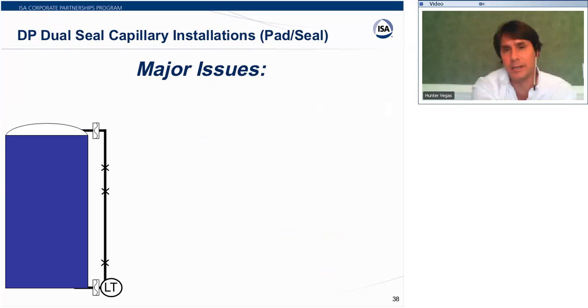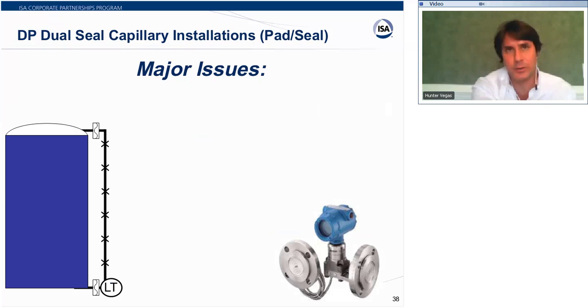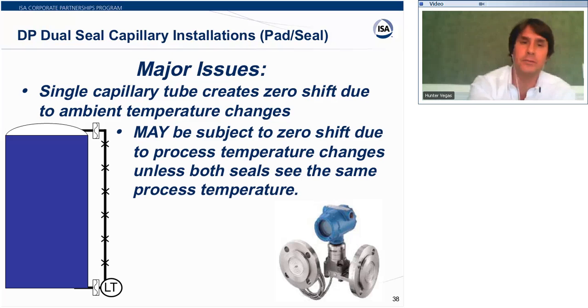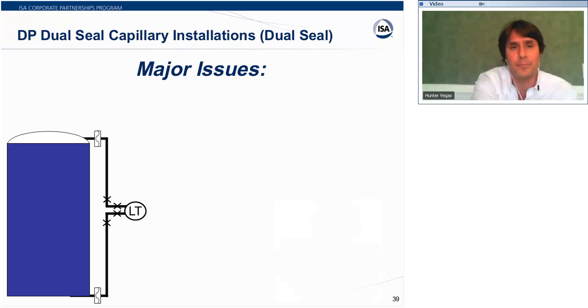So now we'll go to the single pad, single seal type, and this is the one we showed earlier in the game. The major issues here are the single capillary tube tends to shift the zero due to ambient temperature changes. I've got the ambient conditions working on the long capillary, but probably not so much on the pad type on the bottom, and so I will tend to see a mismatch and see some changes with outside temperature. It may be subject to zero shift due to process temperature unless both seals see the same temperature. Now, usually, if you've got a warm liquid in the tank, the bottom will be warm, but the top may not be. And so the temperatures may be different, and so the effects may be greater. But if they're roughly near the same temperature, then the changes aren't very bad.